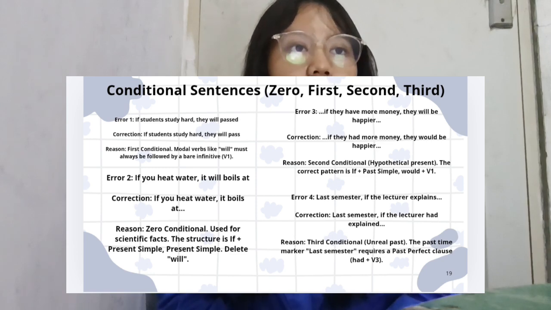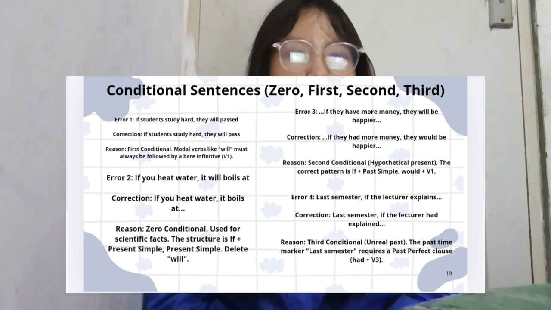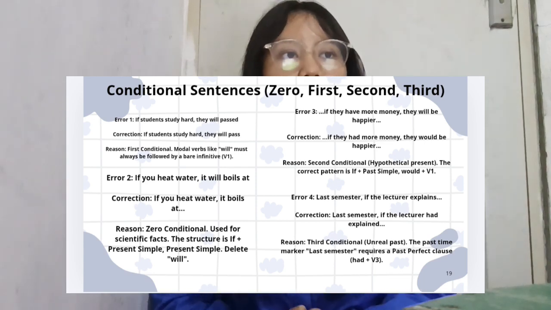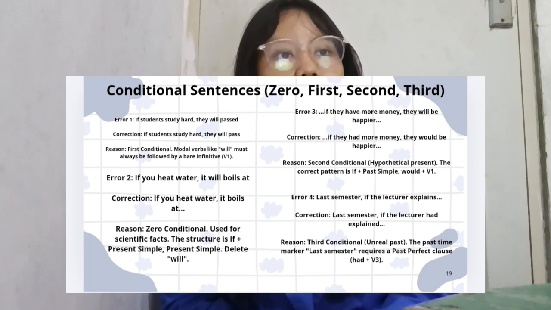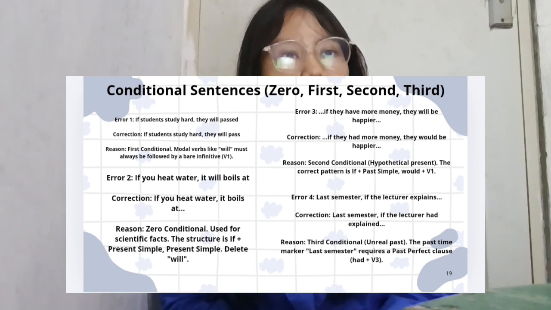Error 2: If you heat water, it will boils at. Correction: If you heat water, it boils at. Reason: Zero conditional is used for scientific facts. The structure is if plus present simple, present simple, with no will.